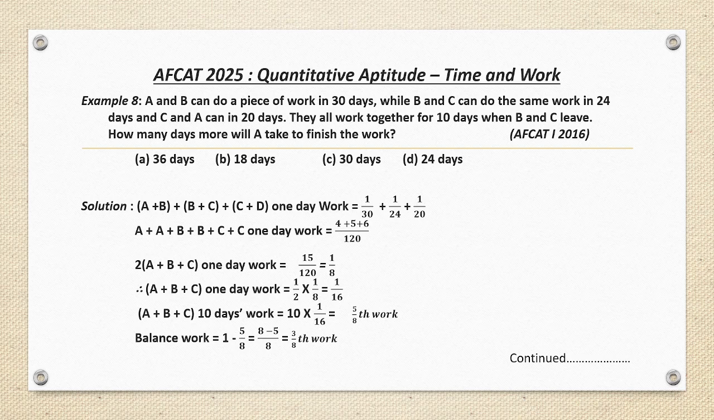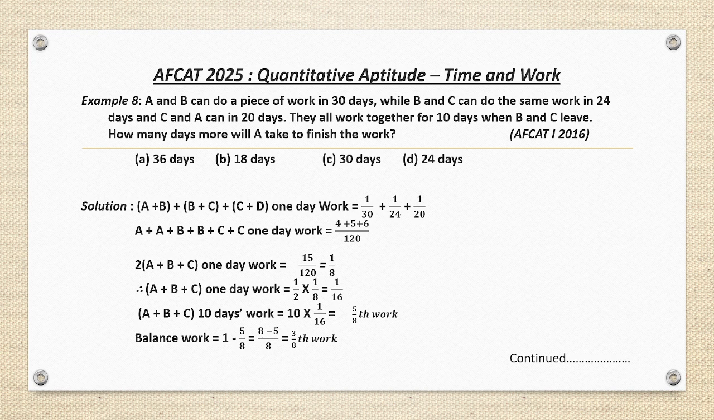So their 10 days work will be 10 into 1 by 16, 5 by 8. Right? So 10 days they have worked, they have completed 5 by 8 work. So what is the balance work? 1 minus 5 by 8, 3/8 is the balance work. Right? Now the question is, how many more days will A take to finish the work?